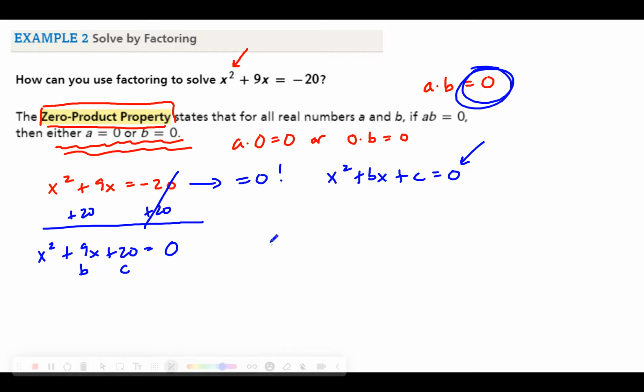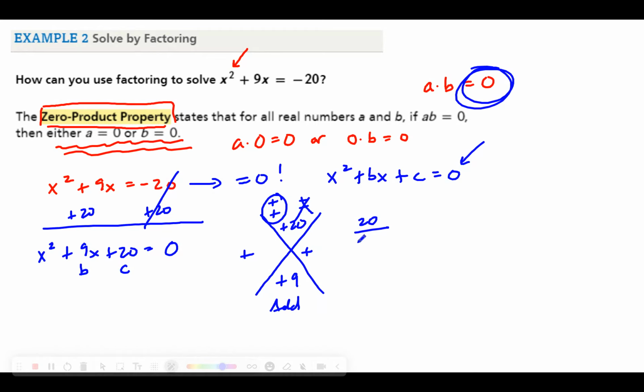So now I'm going to create that big X. I'm going to put my c on top. My c is a positive 20. When c is positive, it means your signs are the same, so you're going to have either plus plus or minus minus. Then I put my b on the bottom. This is a positive 9. Because the b is positive, we choose plus plus, so my two signs will be positive and positive. Because the signs are the same, we're going to add to get this 9. So I'm looking for the factors of 20 that will add to 9.